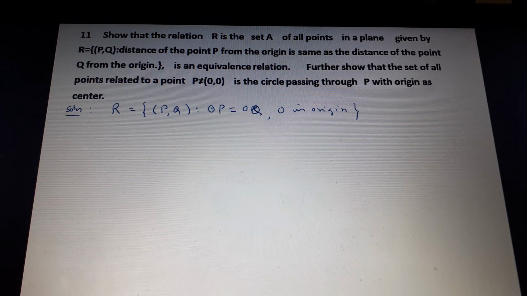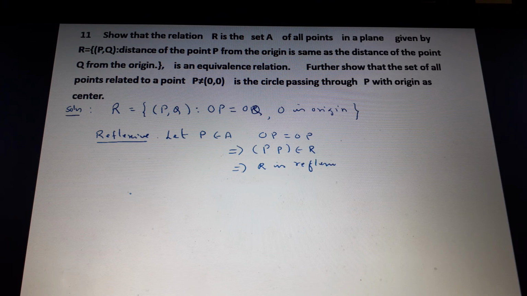Now I have to show that it is reflexive. So what is the condition for reflexive? I have to show that (P,P) belongs to R. Let P belong to this set A, because set A is the set of all points. Now OP will be equal to OP. The distance of the point P from the origin is the same as the distance of P from the origin. It is obvious. This implies (P,P) belongs to R. So for every P belonging to A, (P,P) belongs to R, which means R is reflexive.